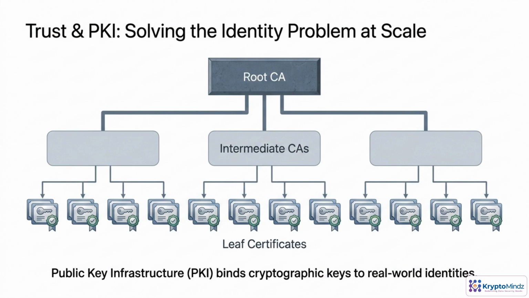PKI is how we turn raw public keys into something we can actually trust at scale. At the top, a root CA is trusted a bit like a country's passport authority. It delegates to intermediate CAs, which handle day-to-day issuance and can be replaced if compromised. Those intermediates issue leaf certificates to servers, services, or users. When your browser validates a site, it's really walking this chain, asking, was this key ultimately vouched for by a trusted root?